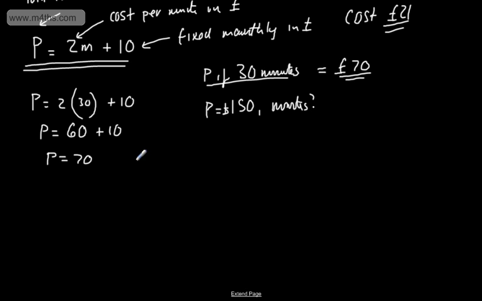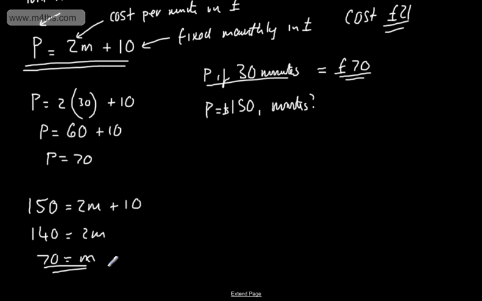This time we've got the monthly price. So 150 will be equal to 2m plus 10. We want to know the number of minutes I've used. We subtract 10 from both sides. 140 is equal to 2m. We divide both sides of the equation by 2, and we can see now that that's 70. So we can say now that 70 minutes were used.